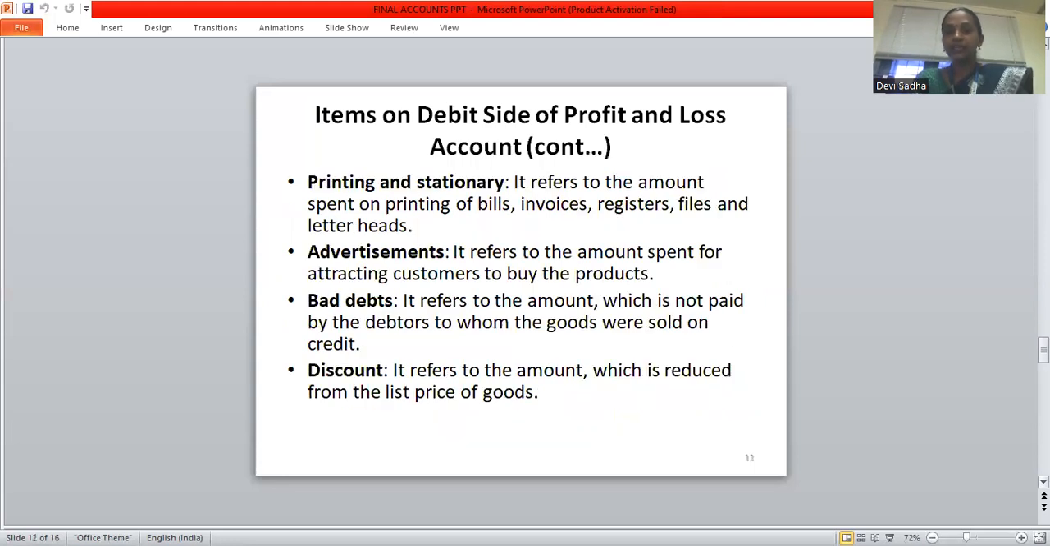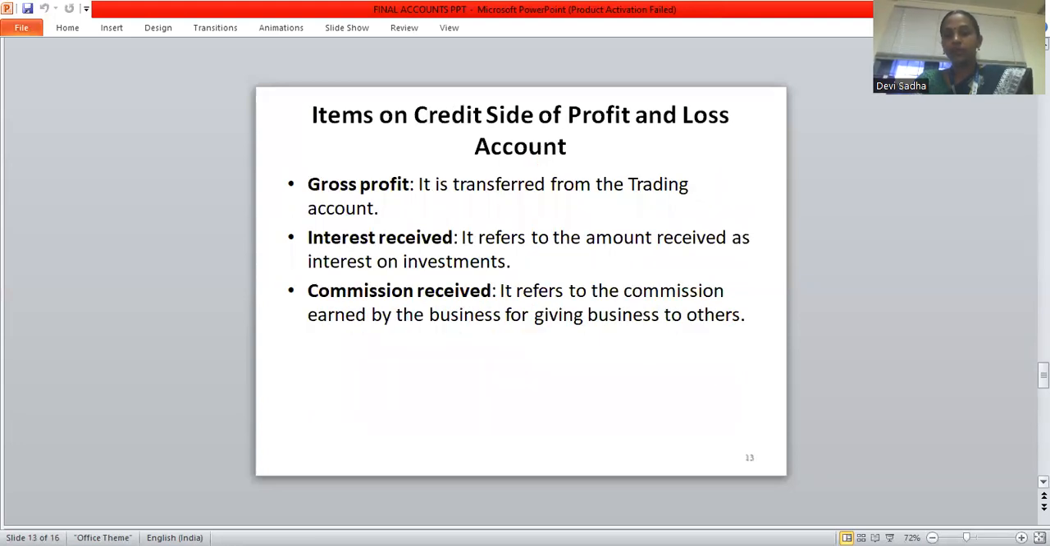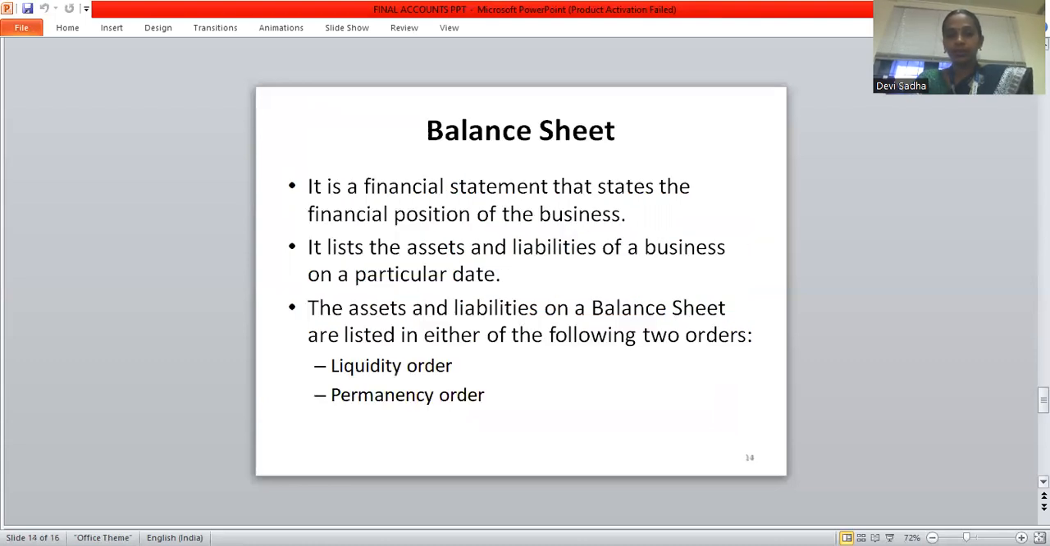The next one, printing and stationery. It's an indirect expense. Then advertisement, bad debts, discount. Then items on the credit side of the P&L account: gross profit is transferred from the trading account, and then interest received, commission received. Then finally, we get net profit or net loss.